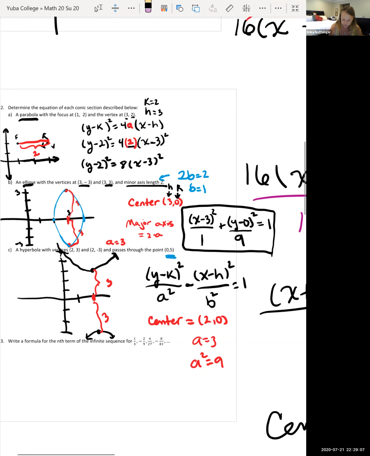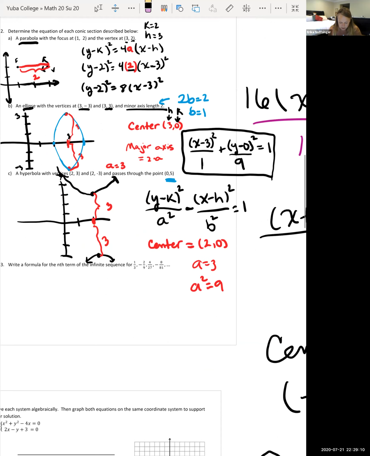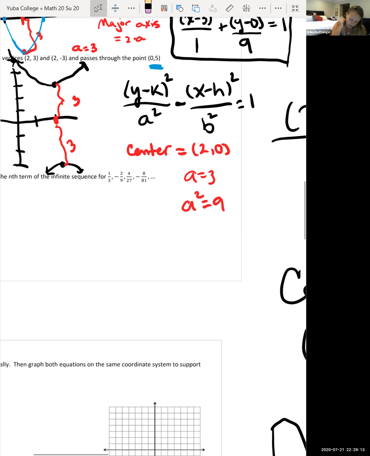Okay, so I'm just going to move down here. I'm going to rewrite this. This is y minus k. k is 0, so y minus 0 quantity squared, that's y squared, all over a squared, which we said was 9, minus x minus h quantity squared. We can see that the x value of the center is 2, so x minus 2 quantity squared, all over b squared, we don't know that, equals 1.